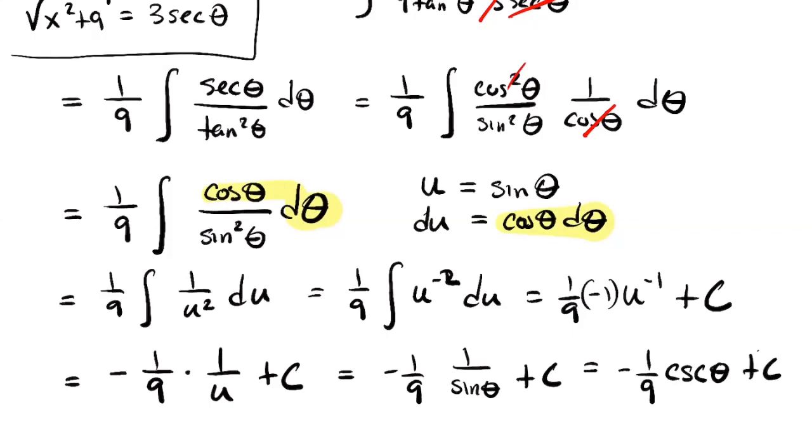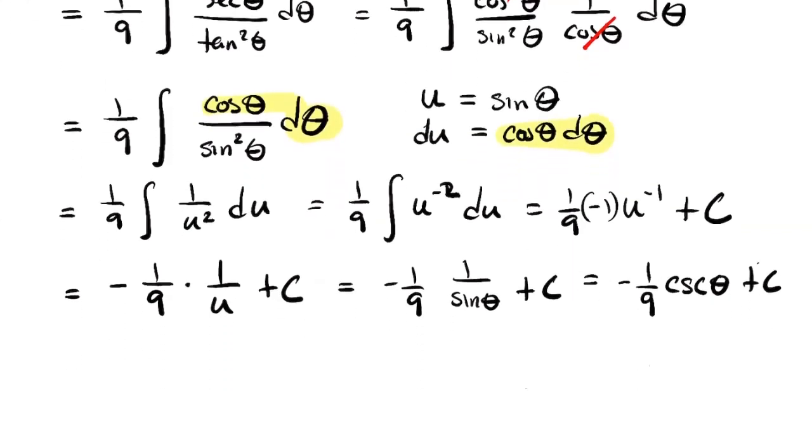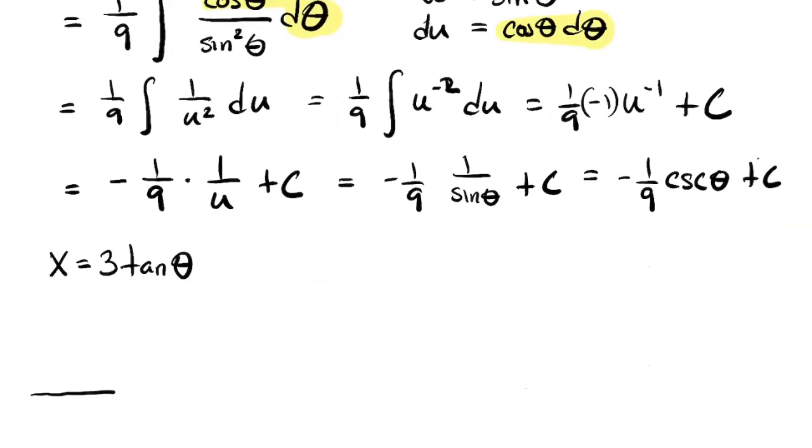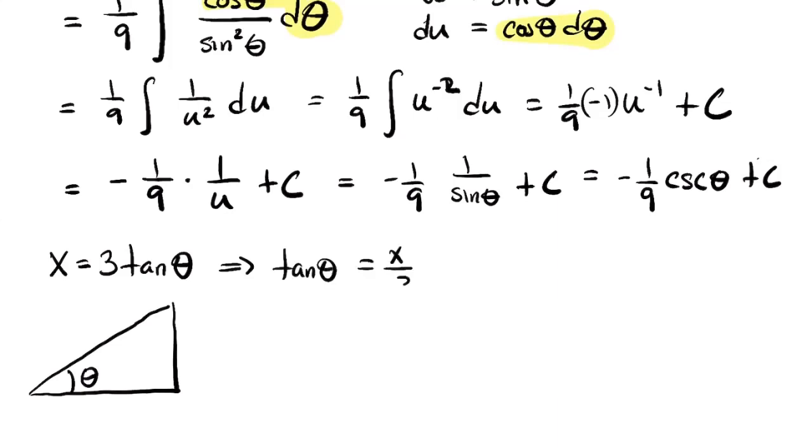All right, but I have to go back in terms of x. So let me remind you that our original substitution was x equal to 3 times the tangent of theta. So what am I going to do? I'm going to draw a little triangle, always the same picture. And then I'm going to label that triangle consistent with the fact that the tangent of theta is x over 3.